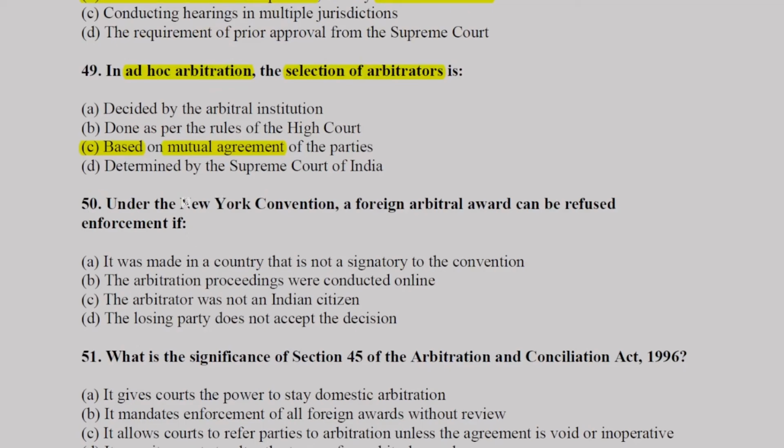Under the New York Convention, a foreign arbitral award can be refused enforcement if it was made in a country that is not a signatory to the convention; the arbitration proceedings were conducted online; the arbitrator was not an Indian citizen; or the losing party does not accept the decision. So the answer should be A: it was made in a country that is not a signatory to the convention.